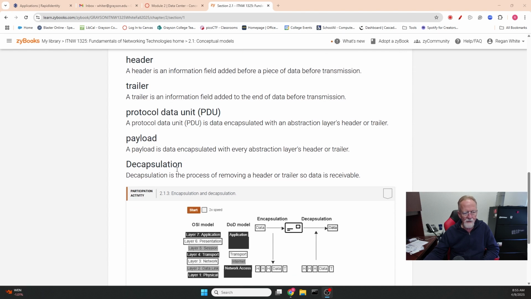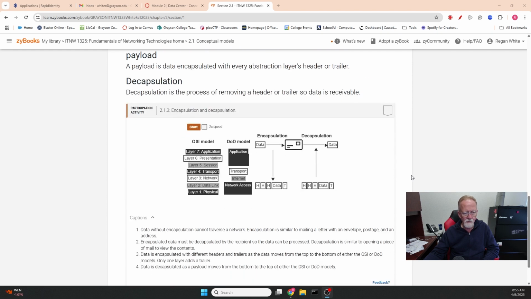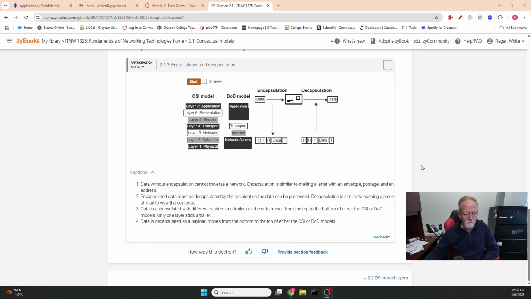Decapsulation, as you might imagine, is the process of removing the header and the trailer, and that makes the data available to be put back together. So for a deeper explanation, also a comparison of the OSI and the DoD models, make sure that you complete this assignment. Once you've got it done, then you're ready to move on to the next piece.